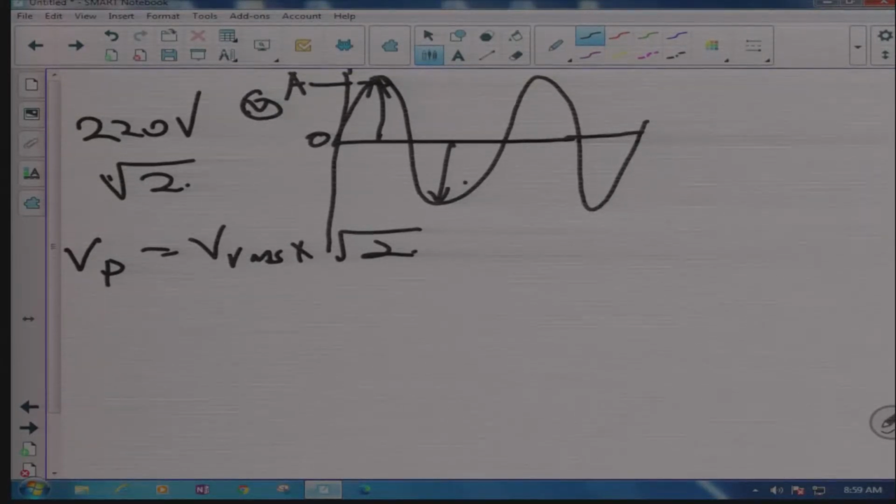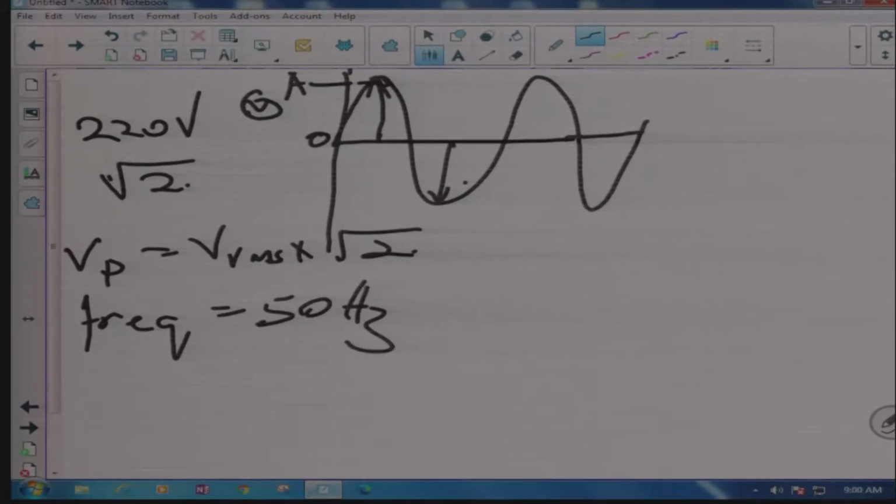If you are in South Africa, the frequency is 50 hertz. What does that mean? It means this alternates between positive and negative 50 times in a second. In your textbook, you'll realize that they use 60 hertz. Be careful about that. It's because those are Americans, as you know. They like putting themselves in a different position from the rest of the world.